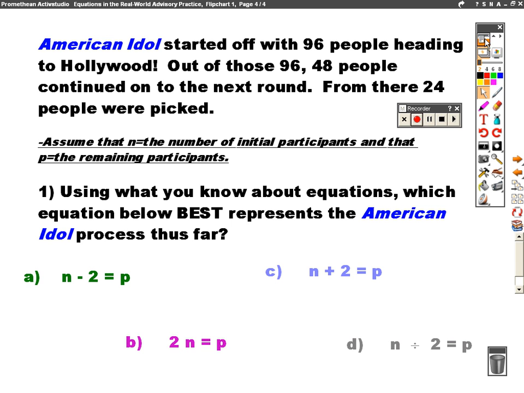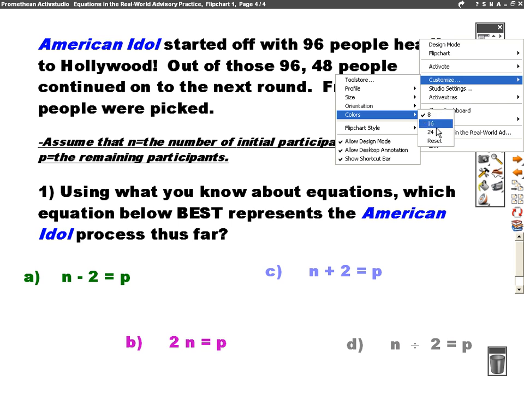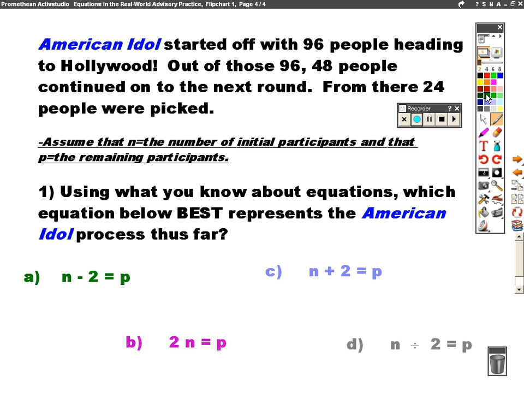All right, now that you've had a little bit of time to think about it, let's say you're still confused a bit about it and you're not quite sure which one would be the best. Well, what I would encourage you to do, and something that you can use on your MSAs as well, is put in the information. So, remember what n equals. N is the number of initial participants, and p is the remaining participants. So, initially, there were 96 people, and the next round, there were only 48 of those 96 going to Hollywood. Well, let's see. Does minus 2 get us to our destination? No, it does not. So that just does not make sense. Well, we know that the number should be decreasing and subtraction was decreasing, so that just does not make sense to us right now. So let's move on to the next one.